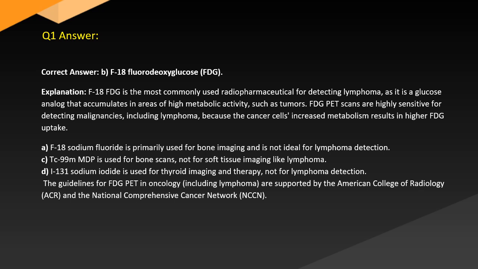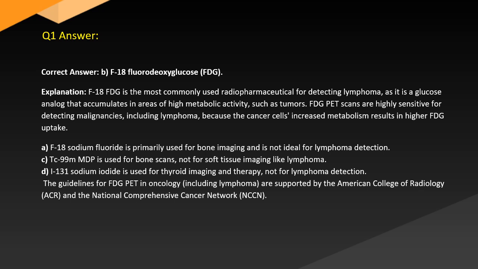Explanation. F18 FDG is the most commonly used radiopharmaceutical for detecting lymphoma, as it is a glucose analog that accumulates in areas of high metabolic activity, such as tumors. FDG PET scans are highly sensitive for detecting malignancies, including lymphoma, because the cancer cell's increased metabolism results in higher FDG uptake. A. F18 sodium fluoride is primarily used for bone imaging and is not ideal for lymphoma detection.